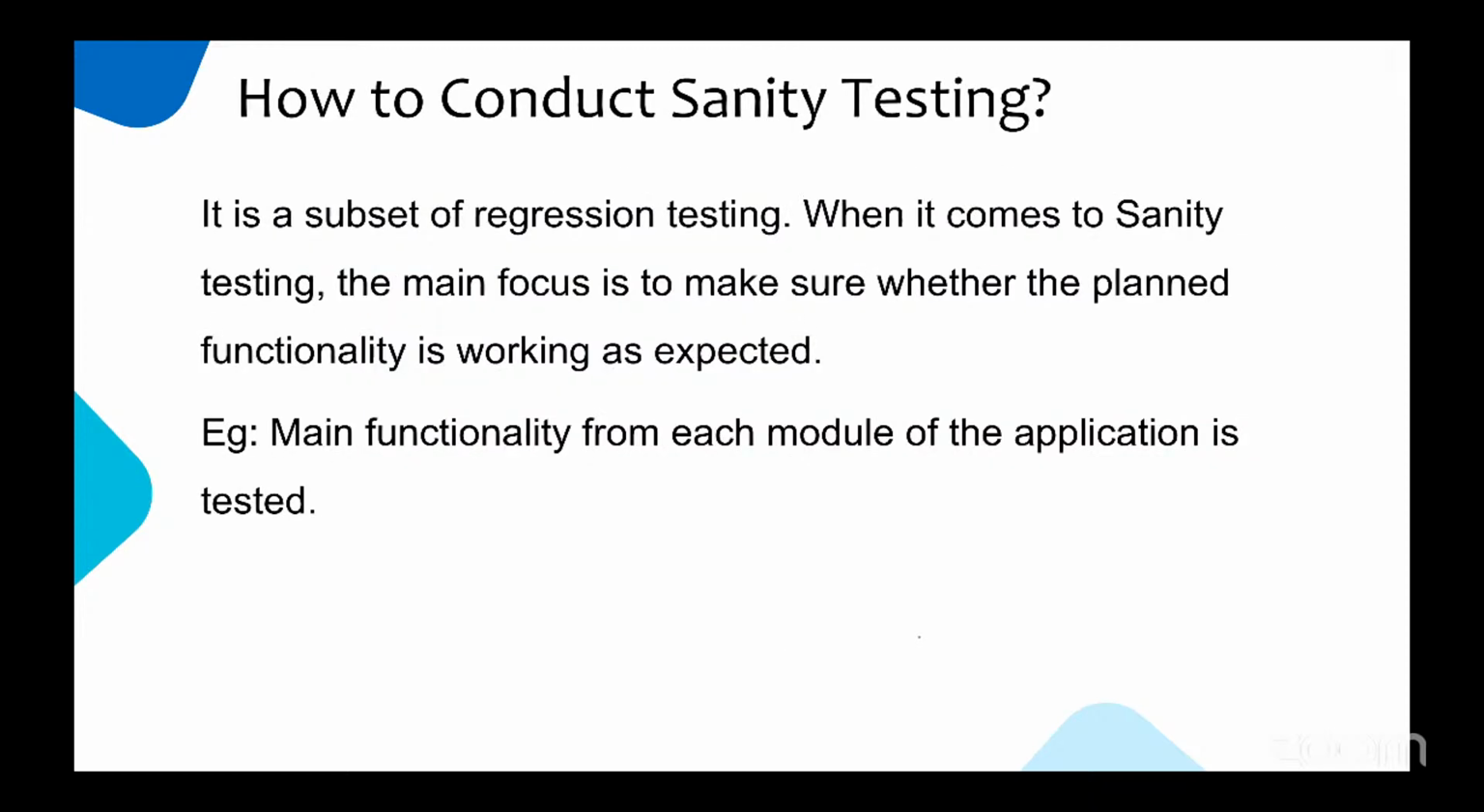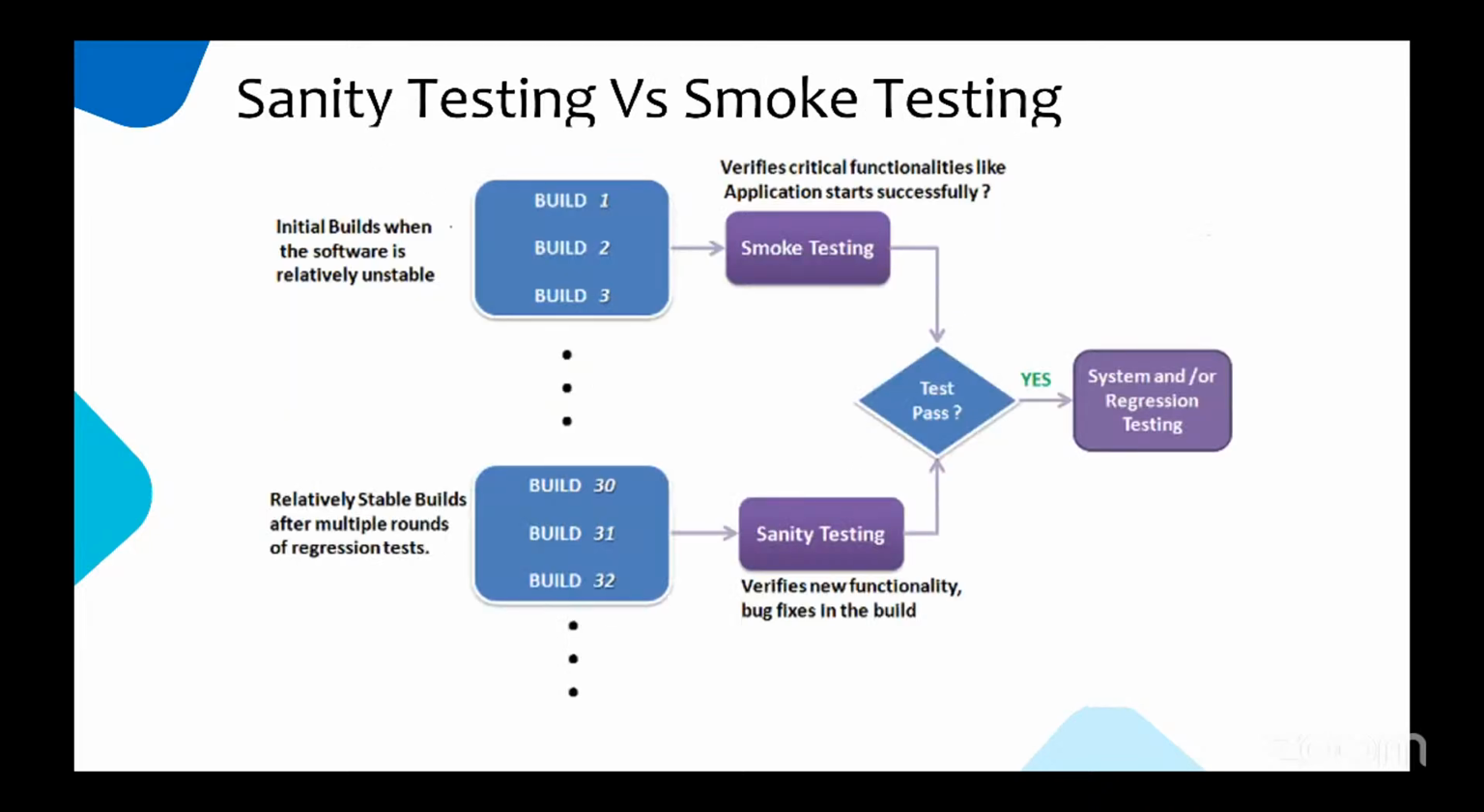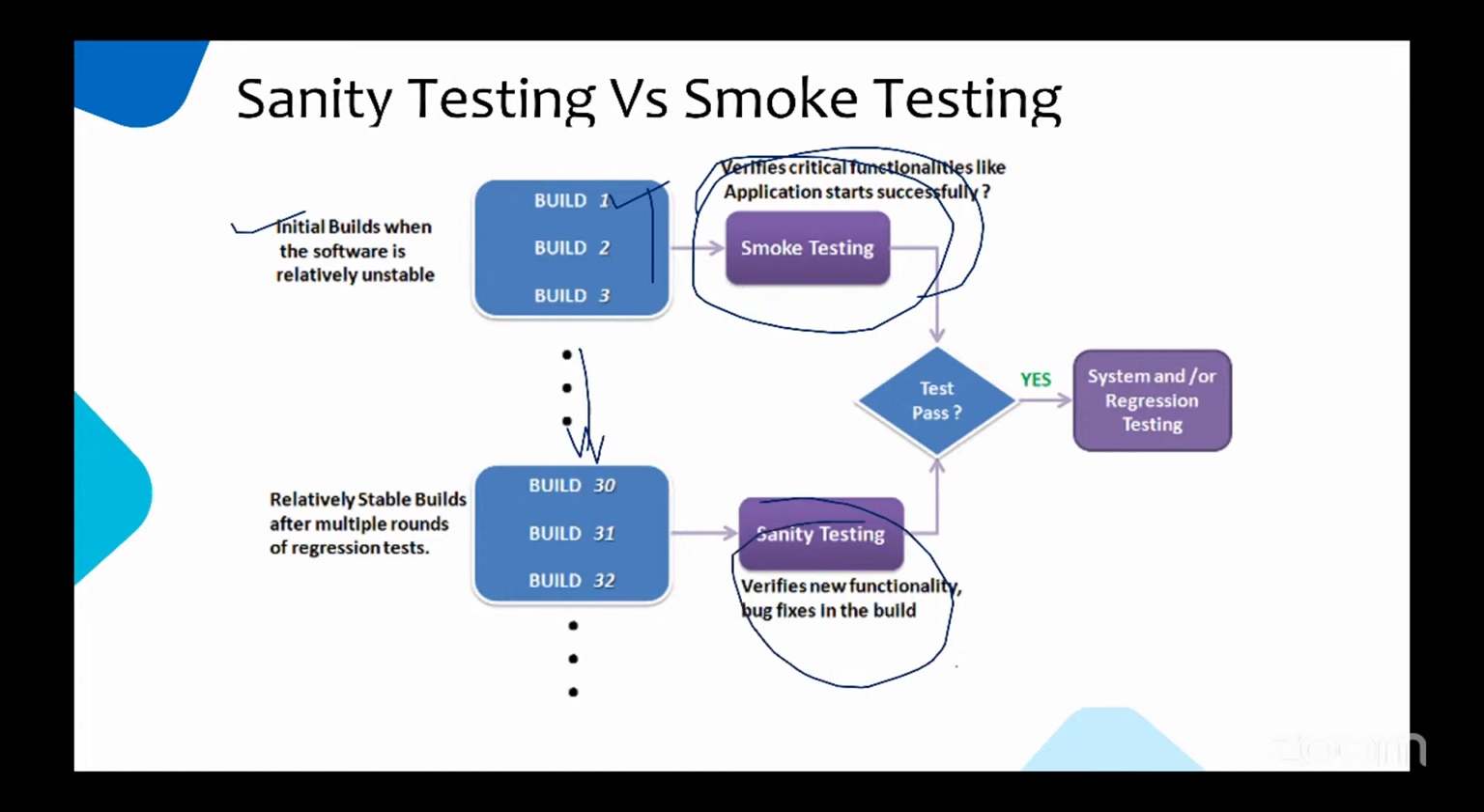Because I can't test all 250 in a single go. So it's a subset of regression. When it comes to sanity, the main focus is that functionality is working as expected in all the domains. Smoke means the build is stable. Sanity means main functionality from each module is tested. So see the difference. In the initial build, when the software is relatively unstable, here only we will do the smoke testing, whether this application is up and stable or not. And once it is relatively stable, and they keep on adding code and asking us to test, there comes the sanity testing.